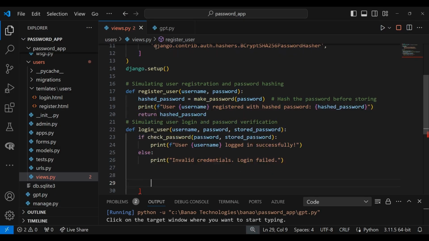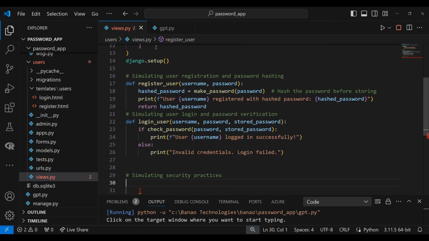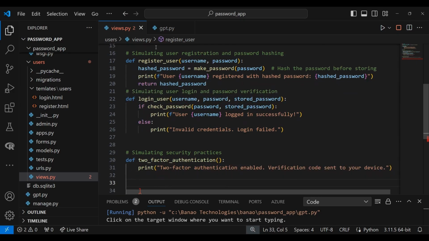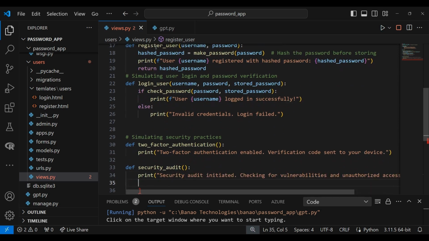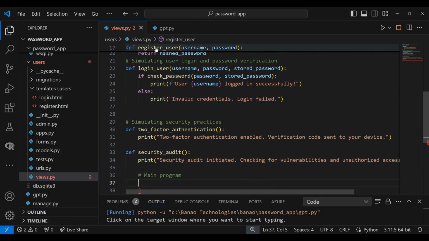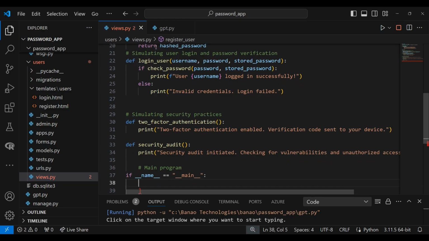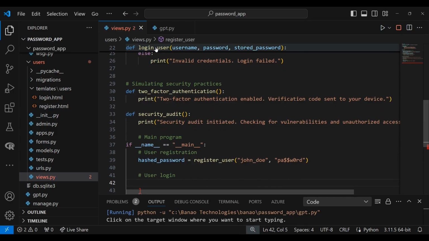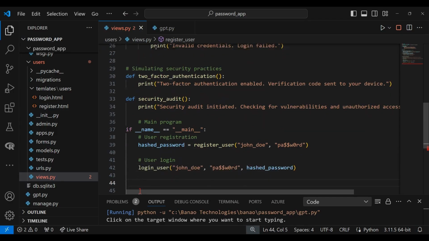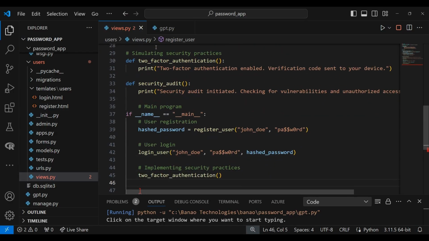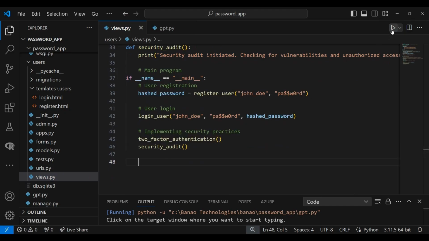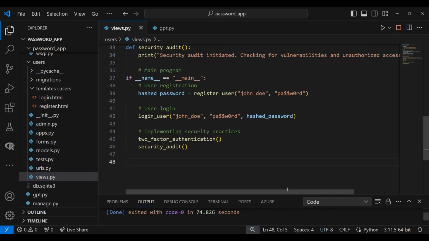Furthermore, the code demonstrates the integration of additional security practices such as two-factor authentication function, and security audits, security audit function. Two-factor authentication adds an extra layer of security by requiring users to verify their identity through a secondary method, strengthening the overall authentication process. By initiating a security audit, the application can proactively identify vulnerabilities and detect any unauthorized access attempts, enhancing the system's overall security posture.